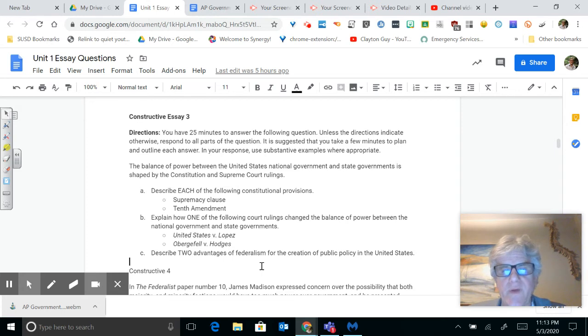Describe 2 advantages of federalism for the creation of public policy. Advantages of federalism for lawmaking is there's more people that can participate. There's more ways and access points for people to create policy at the state, local, and federal level. It can be efficient at the lower levels. Federalism can stop one group from making too many laws and being tyrannical. It can stop the federal government from doing something.